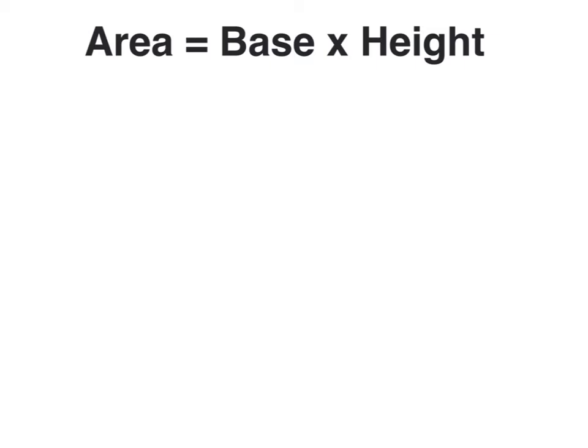Okay? Now it just turns out we don't always have to draw all those lines and squares. There's a much simpler way of doing it. Area is equal to the base times height. Let me also write that area can also be equal to length times width.